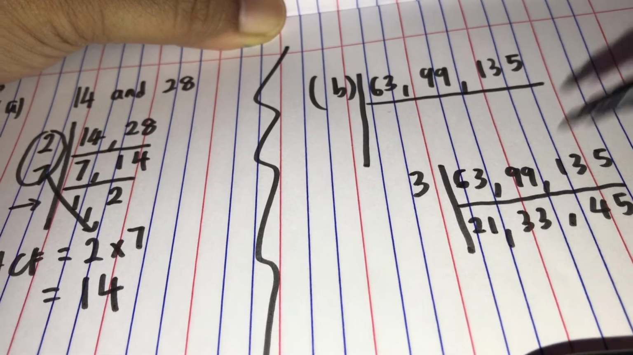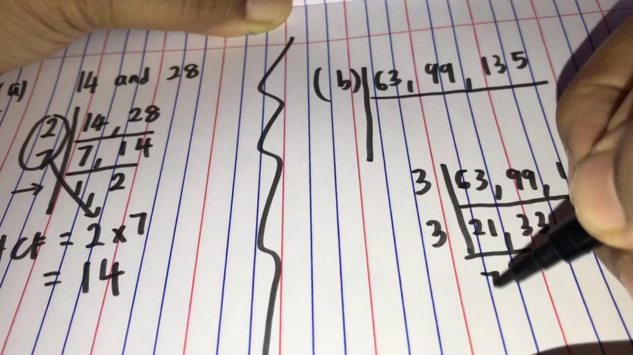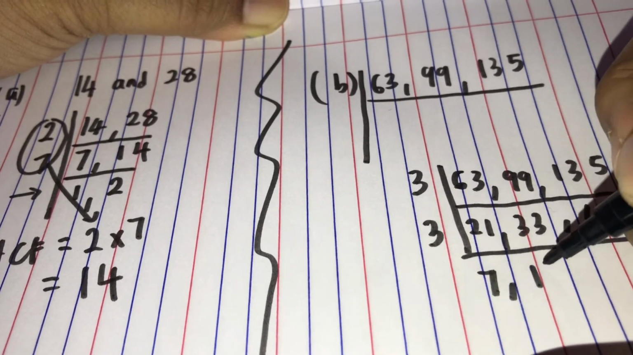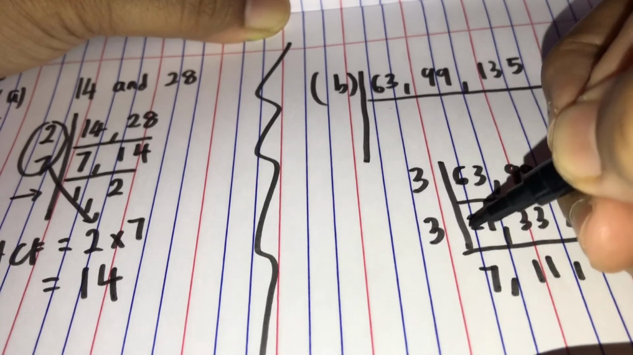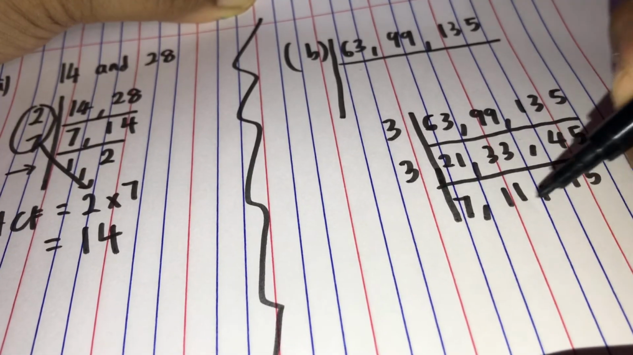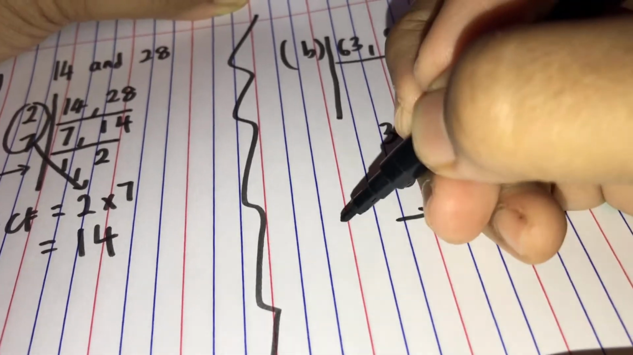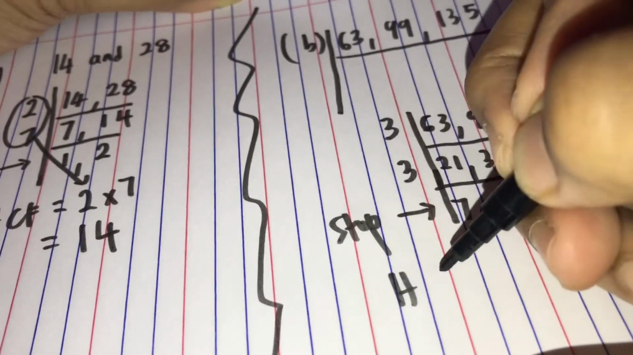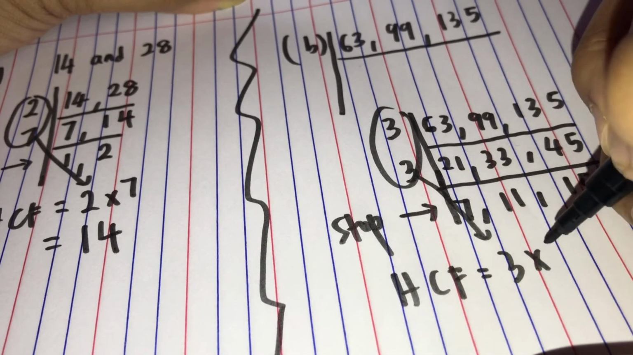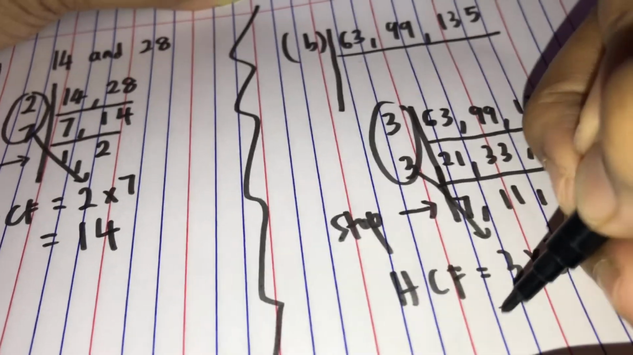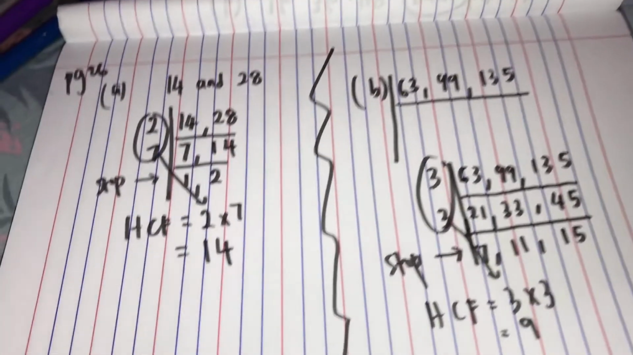And then try to divide by 3 again. 21 divided by 3 can, 7. 33 divided by 3, 11. 45 divided by 3, you get 15. Now you find any number that can divide these 3. If you cannot find, you must stop. Stop here. So the highest common factor for this, you multiply 3 times 3. So HCF equals 9. Then finish. This is for question B.